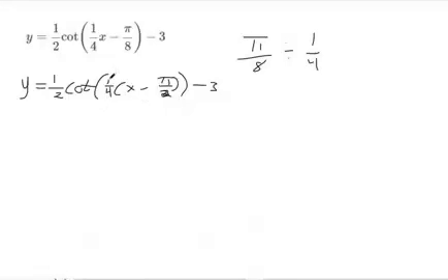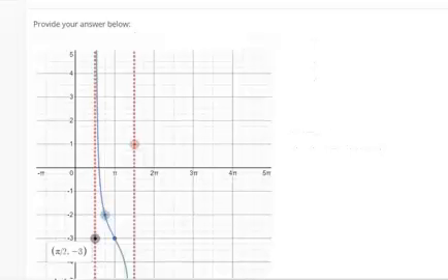Now for the rest of it, the coefficient of x is going to be 1/4. And the period of cotangent is pi, not 2 pi, but pi divided by the absolute value of b. So it's going to be pi divided by 1/4. If you flip and multiply there, you get 4 pi. That means this thing should repeat itself after 4 pi units.